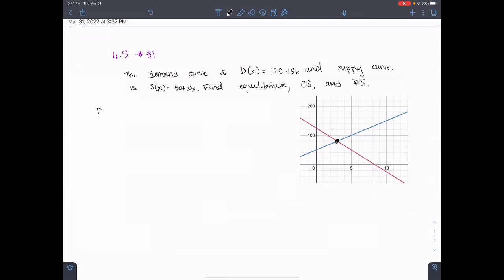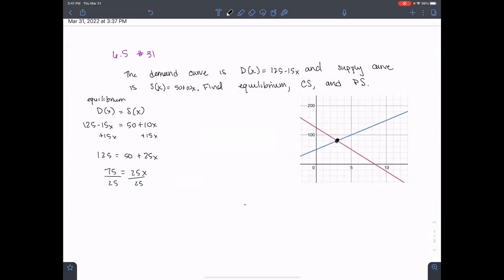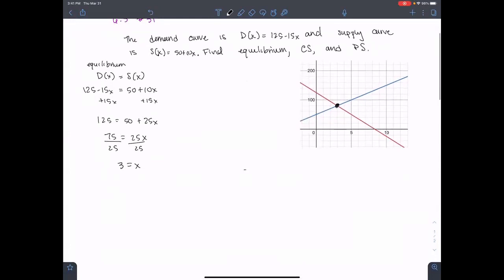So we want to set d of x equal to s of x to find the equilibrium point. So we have 125 minus 15x equals 50 plus 10x. I'm going to add 15x to both sides, so I have 125 equals 50 plus 25x. I'm going to subtract 50 from both sides, so 75 is 25x. Then divide by 25, and that's 3. So x is 3, and we call this x sub e for the equilibrium point.